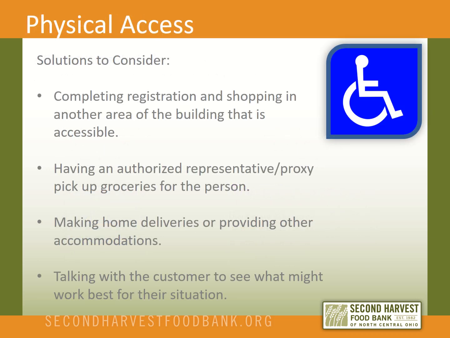When it comes to a disability, and more specifically physical access, there are a couple of things to keep in mind. Perhaps you could move your distribution or your meal to another part of the building that is handicap accessible. You could also, for our pantries, have an authorized representative, or what we call a proxy, to pick up groceries for somebody else in need. So if somebody is homebound, they can send a friend, a family member, or a neighbor to come get their groceries for them.